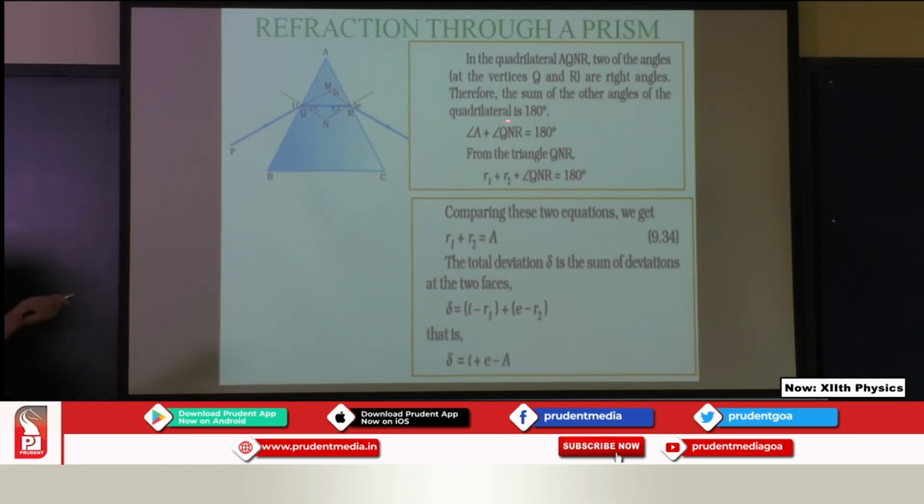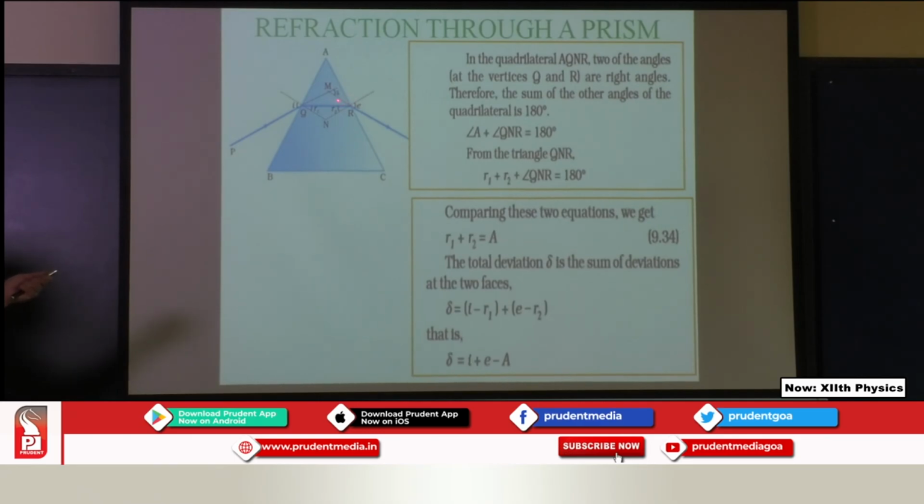Now, comparing the two equations, we can say that R1 plus R2 is A. Now, A is this angle, known as the angle of prism. As I have spoken about the deviation, the total deviation delta is the sum of deviation at the two faces. So, what does that mean? Here, this is the total deviation and this is equal to this angle plus this angle.